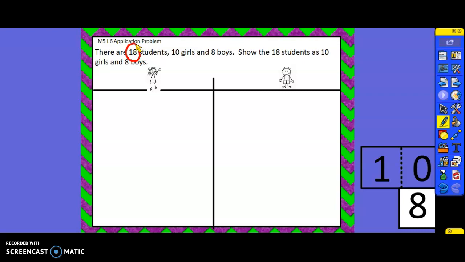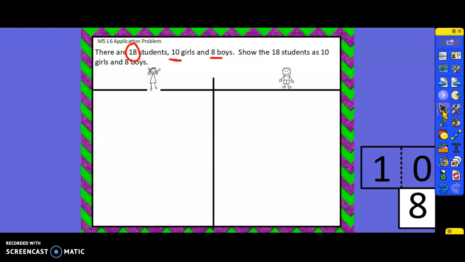10 girls and 8 boys. We have 10 girls, 8 boys. Show the 18 students as 10 girls and 8 boys. So you can use a whiteboard, you can draw paper and pencil. To save a little time, Miss Nakia is going to use my little people up here to show 10 girls and 8 boys. You can draw circles, you can draw stick people, but I want you to show me 10 girls, 8 boys. Are you ready?